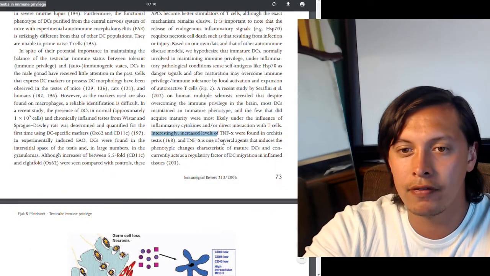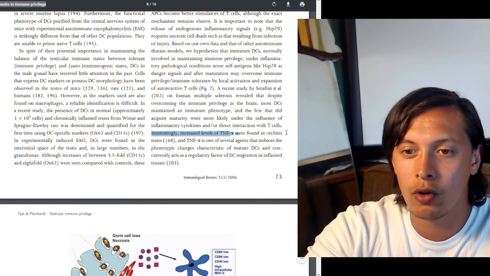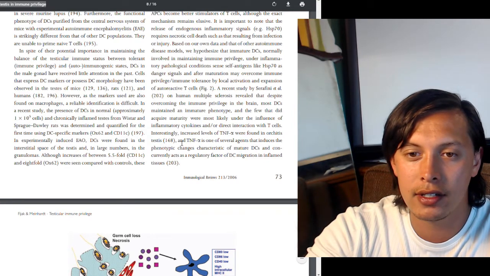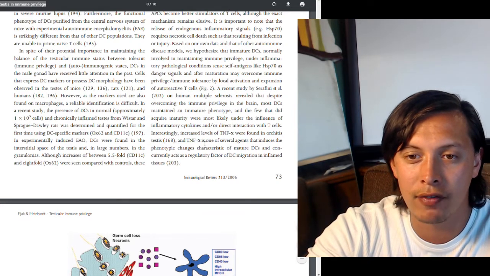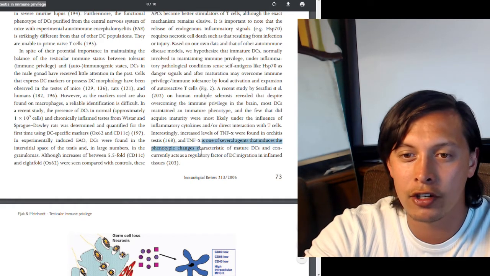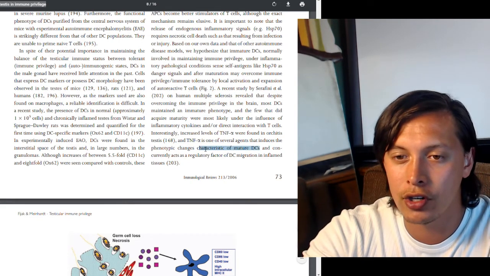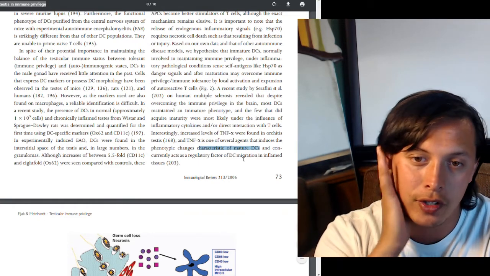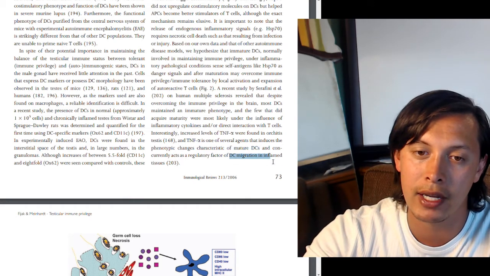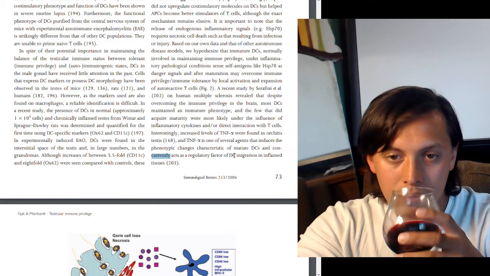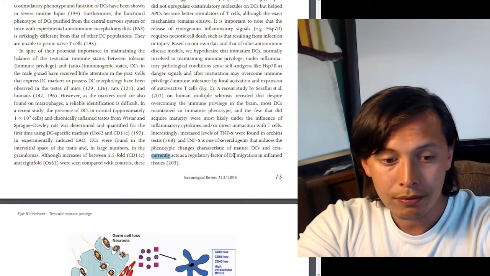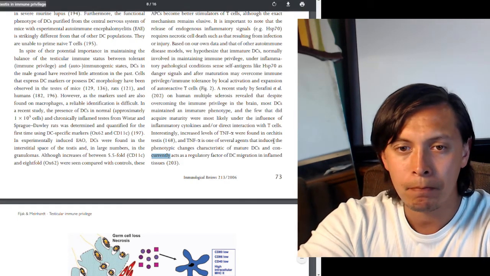Interestingly, increased levels of tumor necrosis factor alpha were found in orchitis testis, and tumor necrosis factor alpha is one of the several agents that induces the phenotypic changes characteristic of mature dendritic cells, and can act as a regulatory factor of dendritic cell migration in inflamed tissues. Interesting.